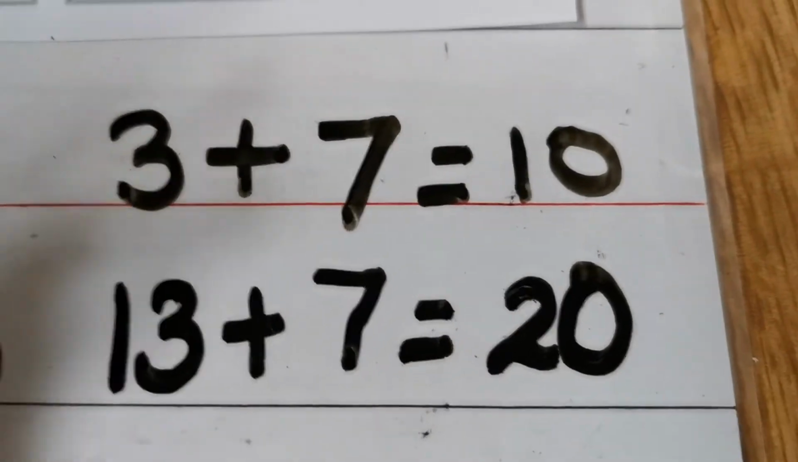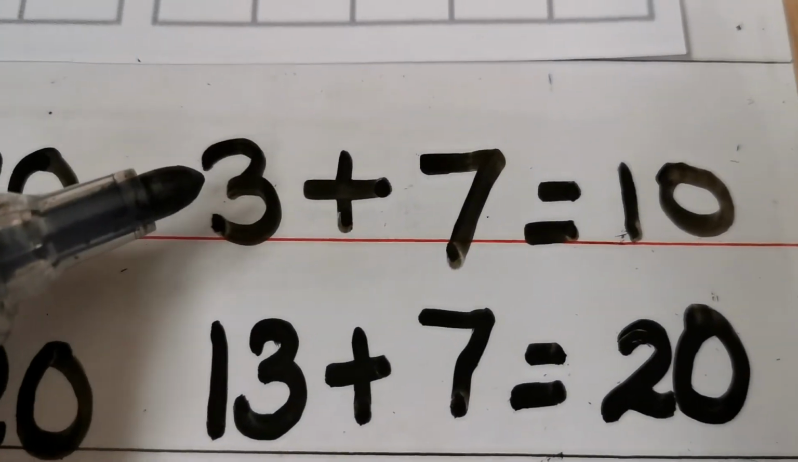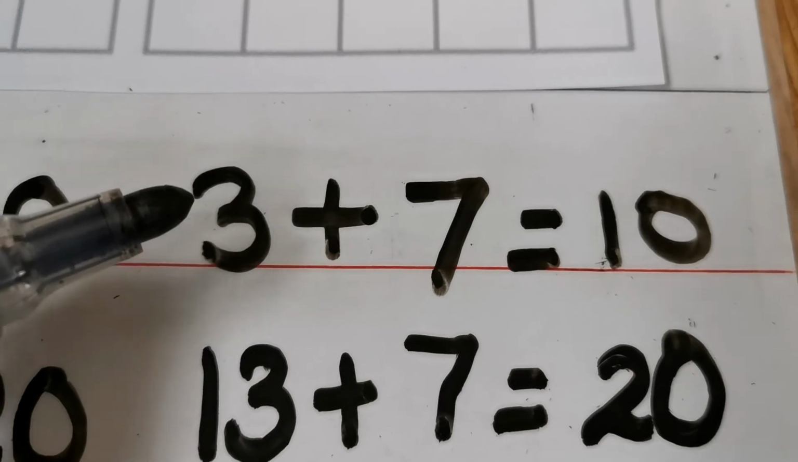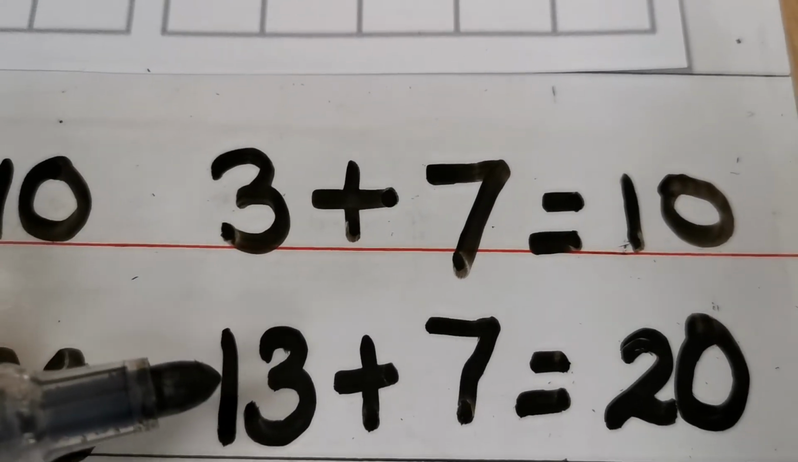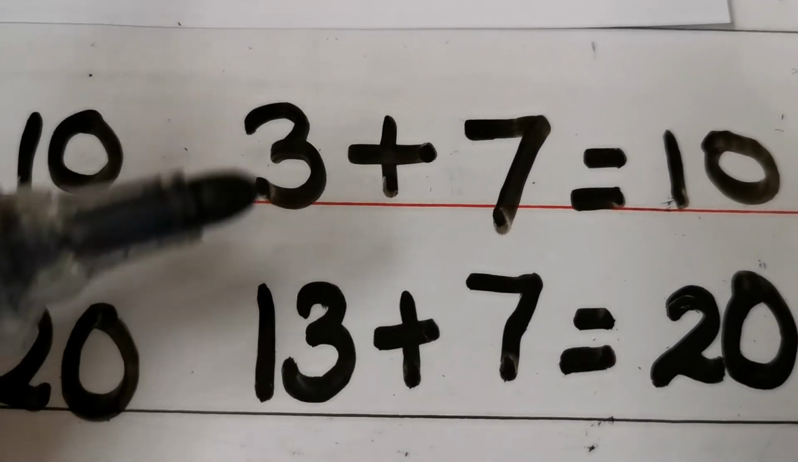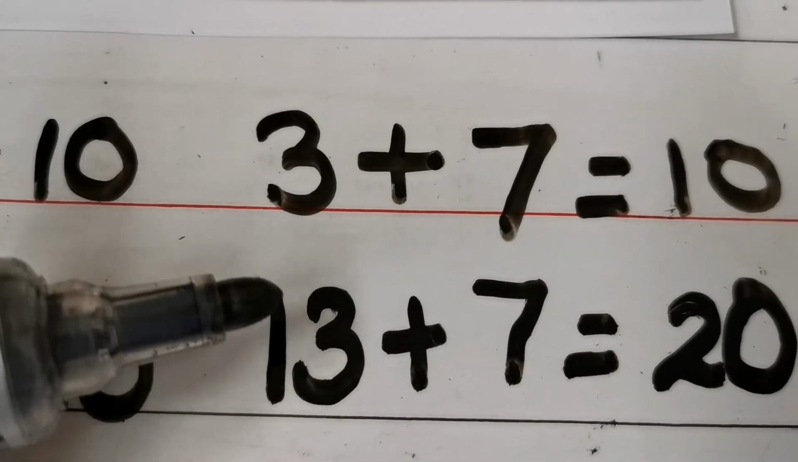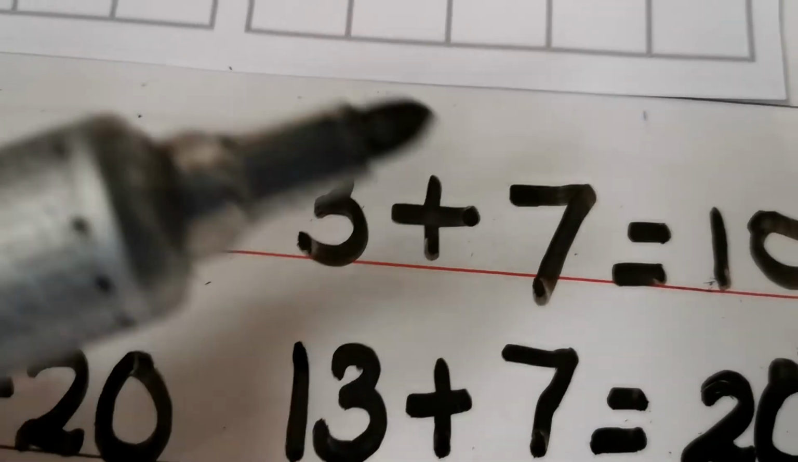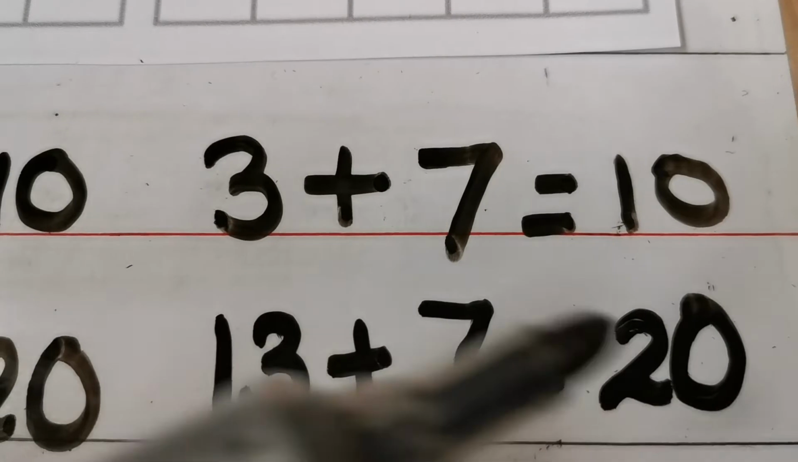Look at the pattern. When we did a number bond to 10, it was 3 add 7 equals 10. This time, 13 add 7 equals 20. Can you see the pattern? I've just added a 10 to make another 10, which is 20.